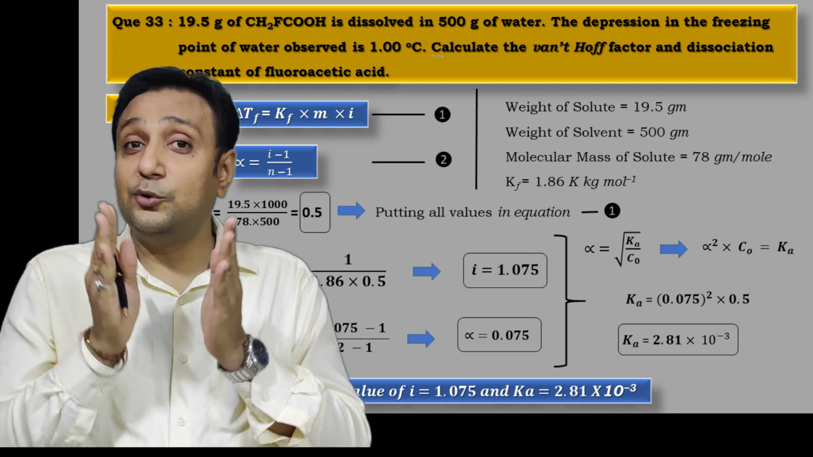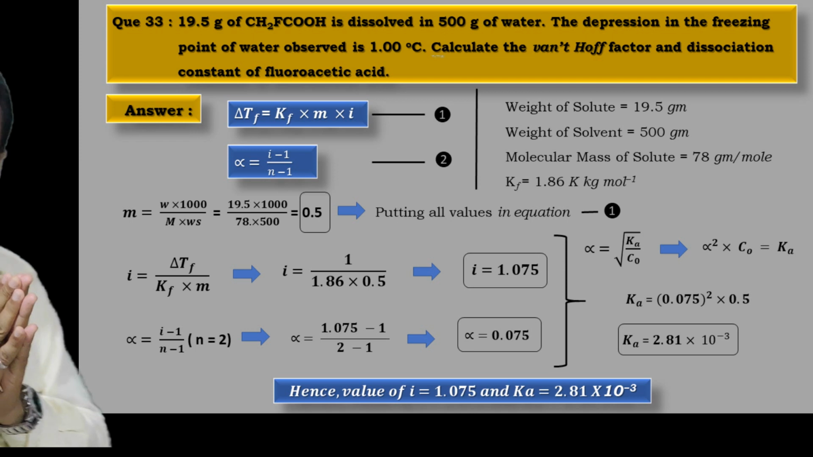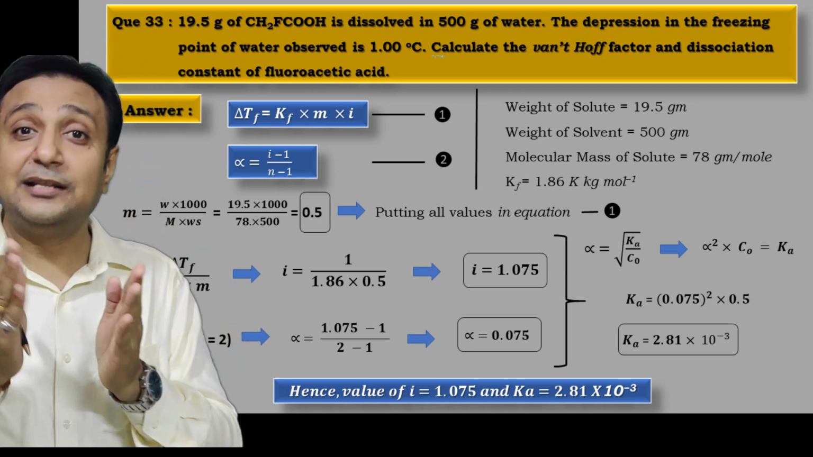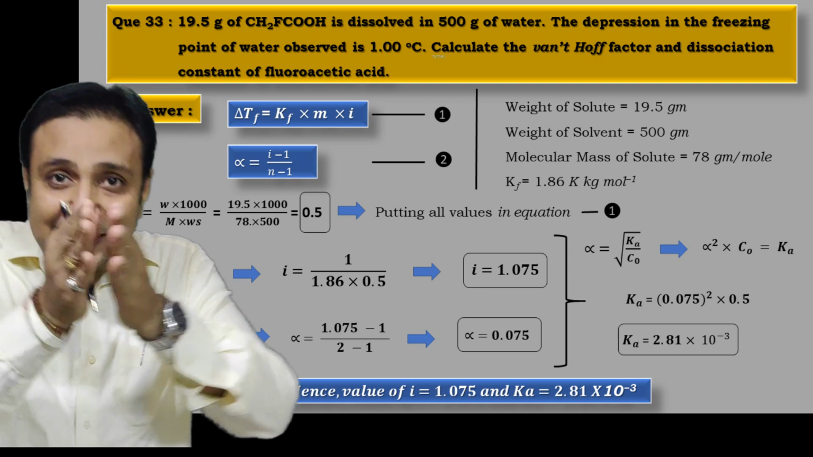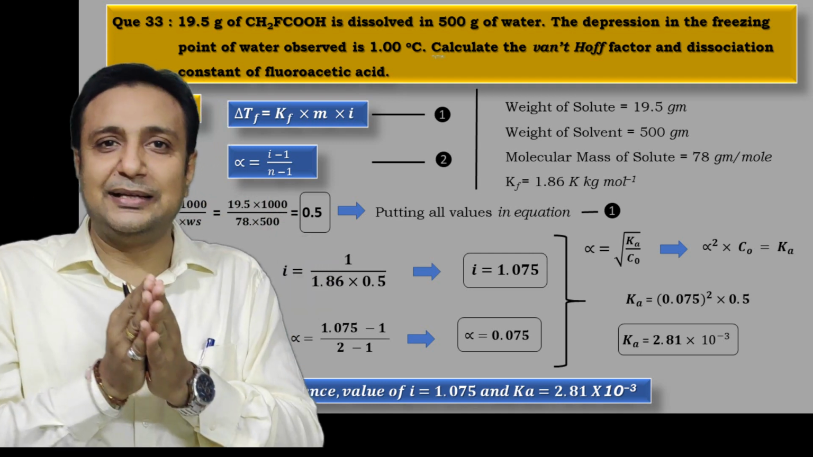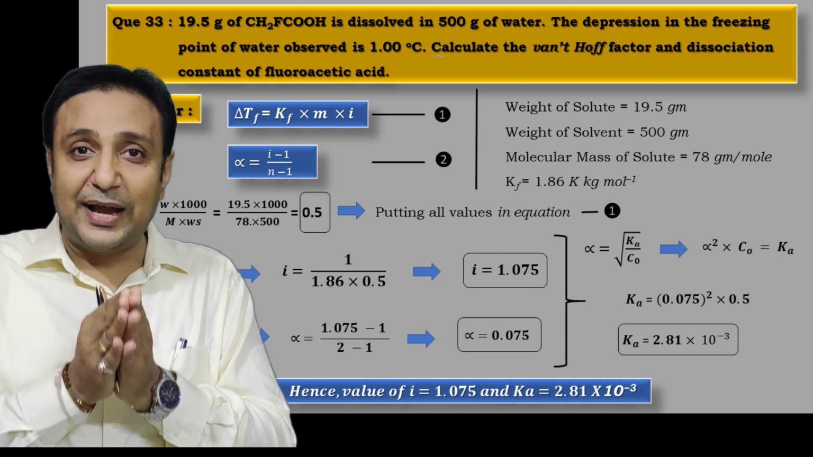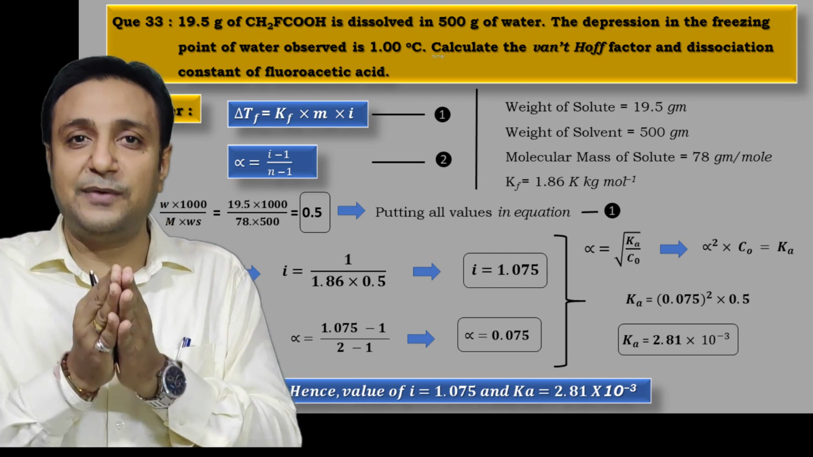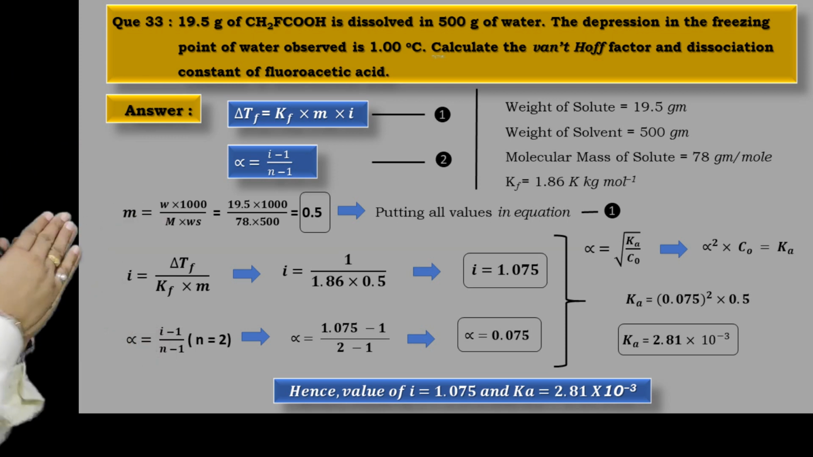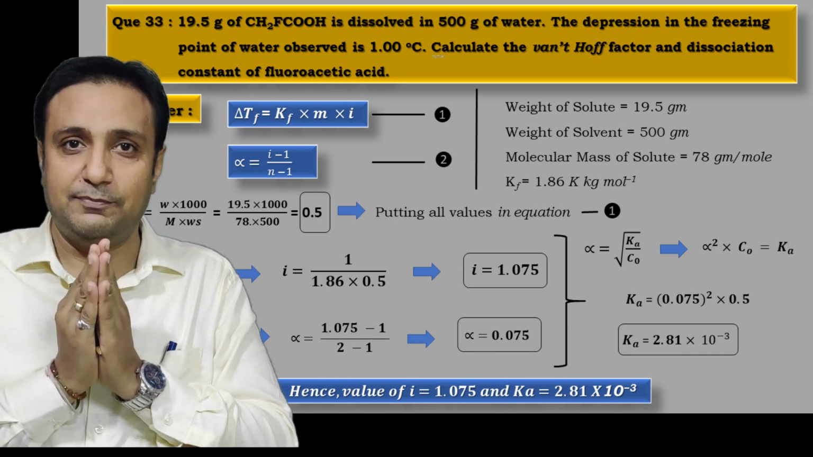But we want to calculate alpha. So alpha can be calculated by the formula alpha is equal to i minus 1 divided by n minus 1. Here the value of n is equal to 2 because when the acid is ionized, it will produce one positive ion and one negative ion. In that way, n is equal to 2. We have already calculated the value of i, that is 1.075. Put all the values and after the calculation, you will get the value of alpha, that is 0.075.